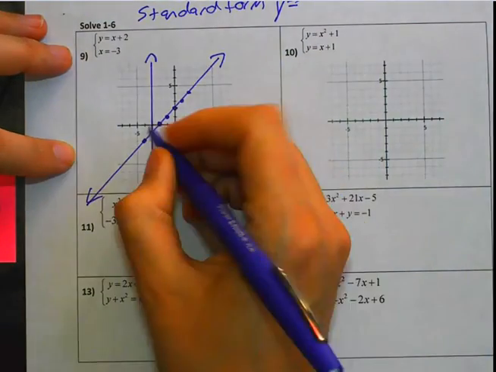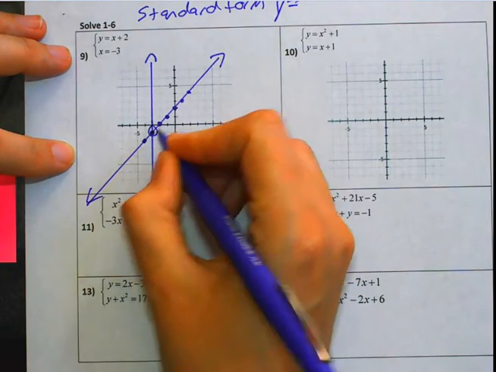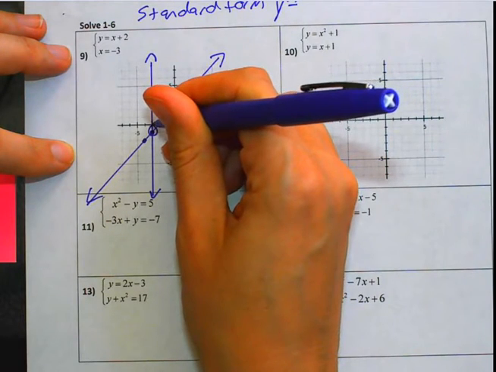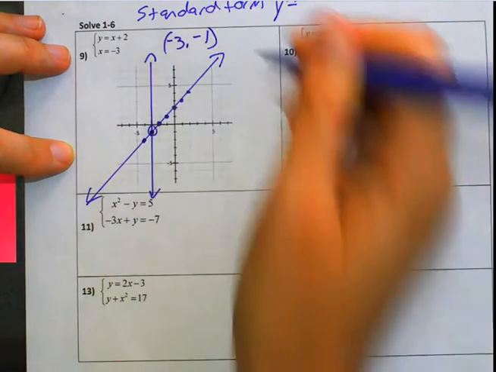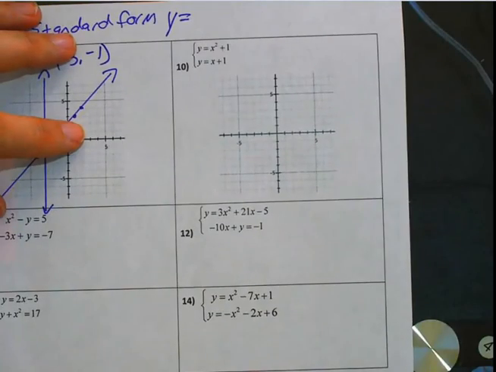Remember, again, the intersection is the solution. So in this intersection, there's just one intersection, and that intersection is at negative 3, comma, negative 1. So when you have a solution, you're going to have an x and a y value. Okay, let's do the next one. Go ahead and put it into the graphing calculator.